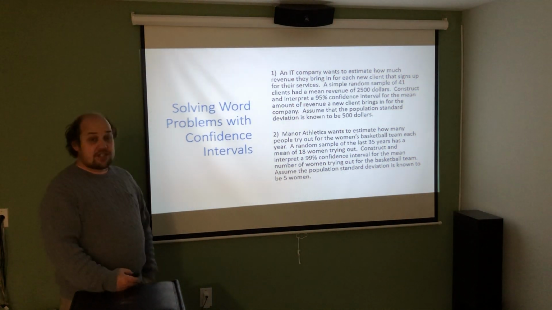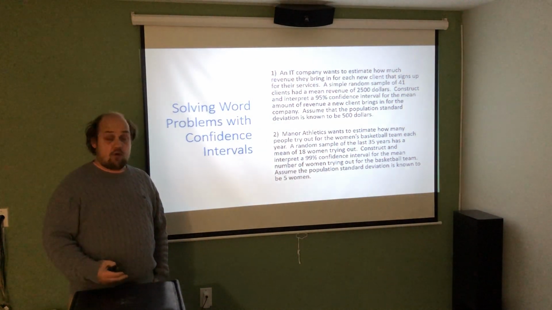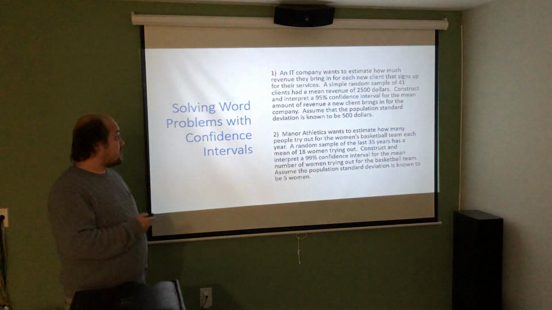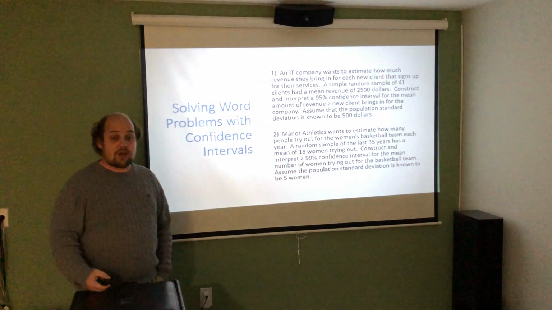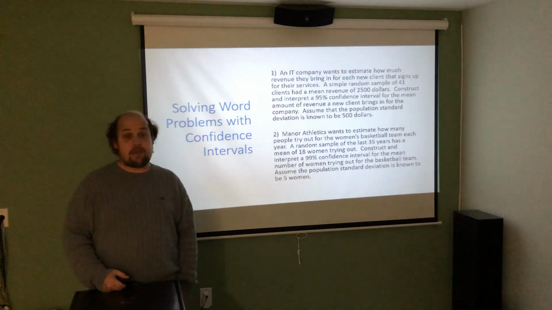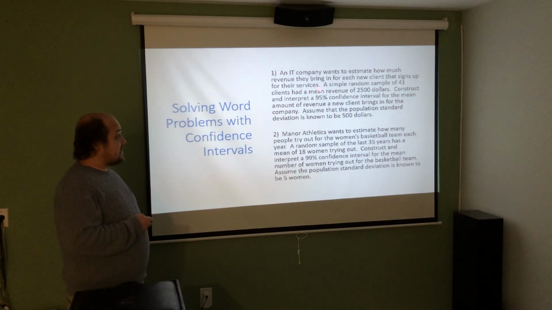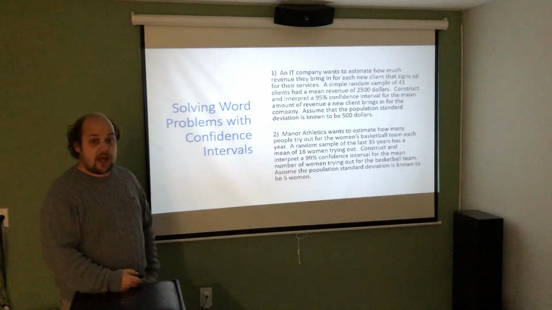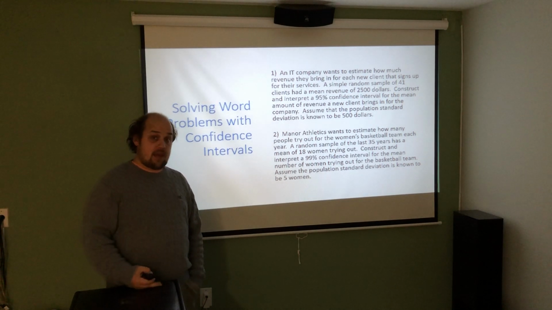In this case, we want to start by picking out the key pieces of information they've given us and label what they should be for the problem. So the first number I see is this 41 clients. 41 clients is my sample size. I should label it n. n equals 41. The next thing I see is a mean revenue of $2,500. 2,500 is my x bar, the sample mean.